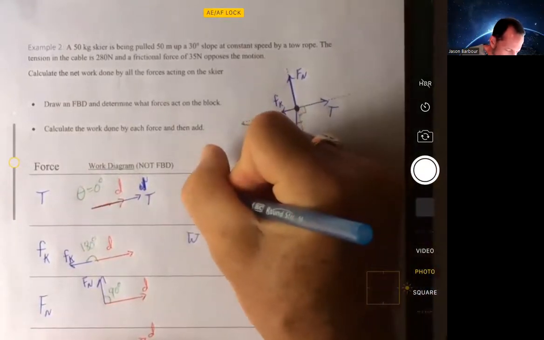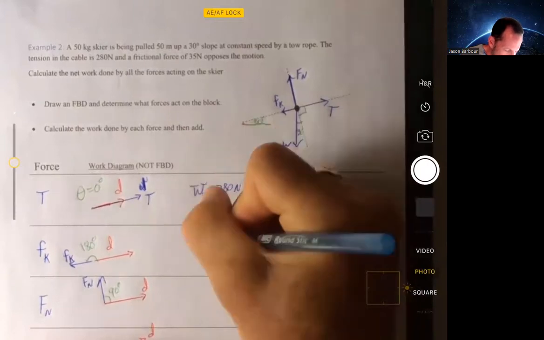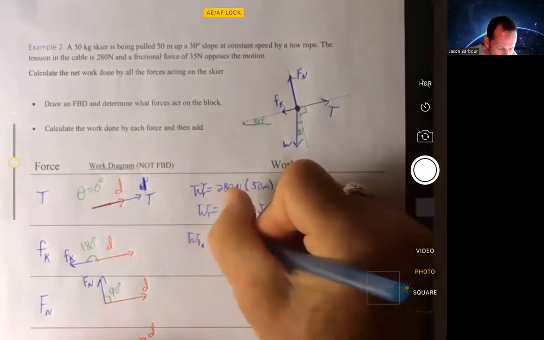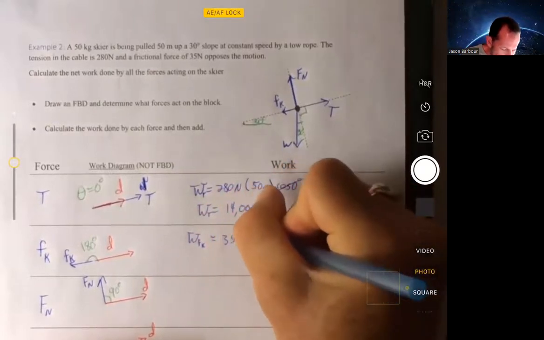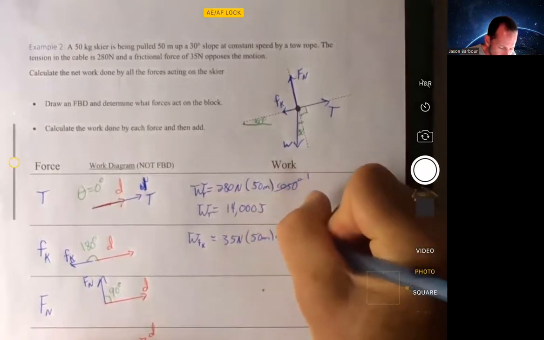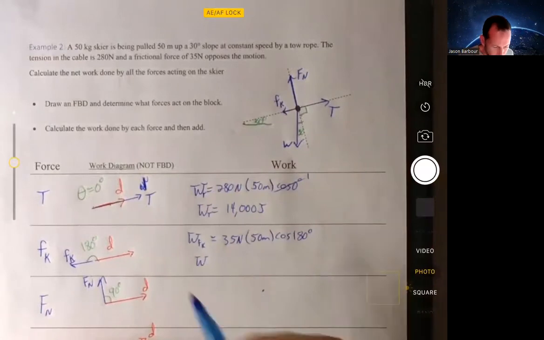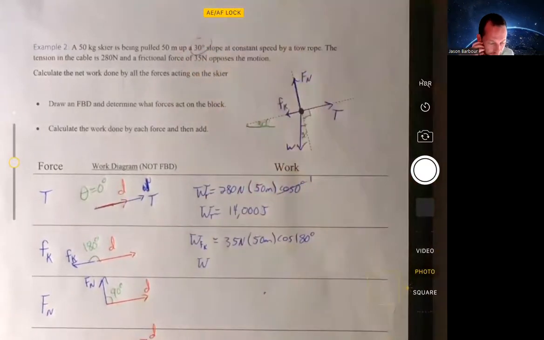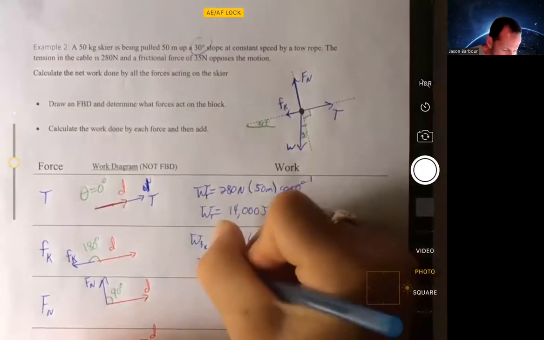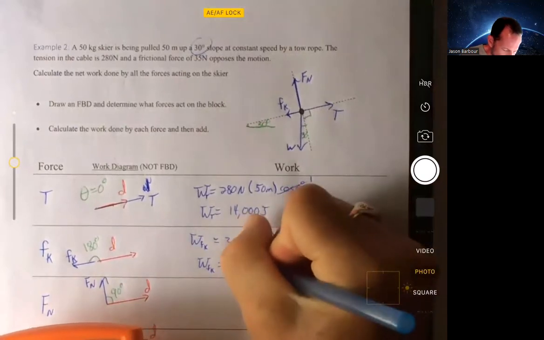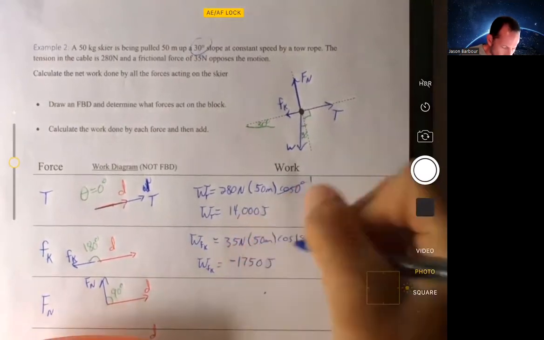And we could put some subscripts in here. Let's see, the friction is 35 newtons times 50 meters times the cosine of 180 degrees. It's important to get the angles from your work diagram and not just from the problem description. So 35 times 50 times cosine of 180, which I know is just -1. So that comes out to -1,750 joules.